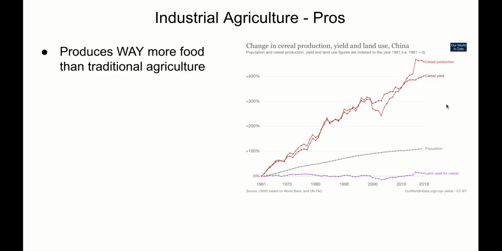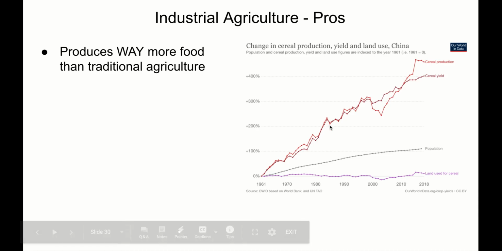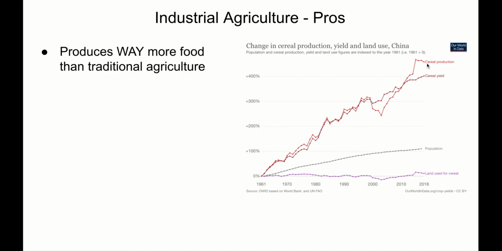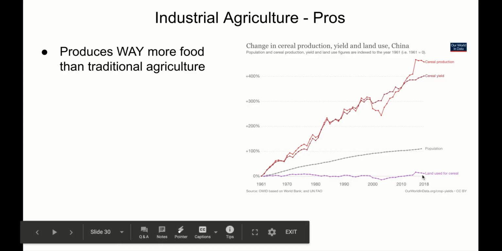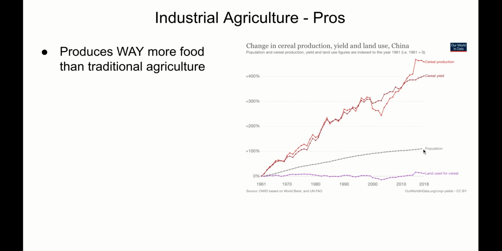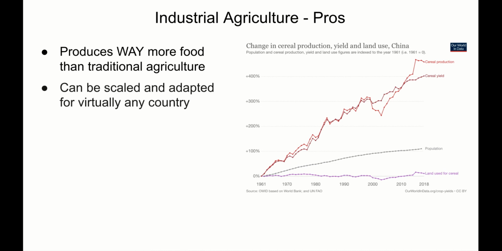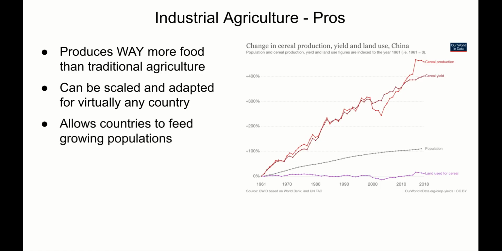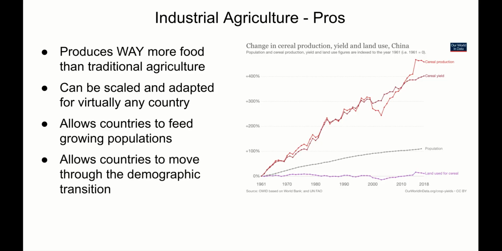As China has adopted more and more industrial agriculture techniques, look at how their cereal production has increased and increased and increased up to 400% while they're still using the same amount of land. And their cereal production has increased far faster than their population has, which is good. This means that we're not going to be running out of food. Industrial agriculture can be scaled and adapted for virtually any country. It allows countries to feed growing populations, and it allows countries to move through the demographic transition. Remember, we need food security in order for our country to move through the demographic transition.